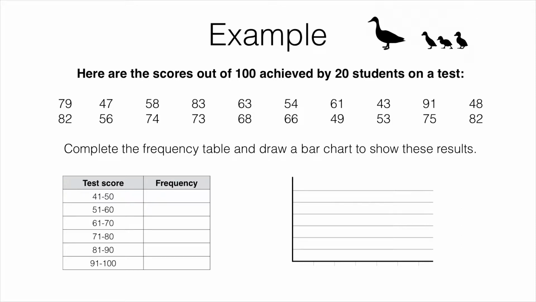In this video, we're going to construct a bar chart using data that's been given to us. We have the scores out of 100 achieved by 20 students on a test. So we've got 20 scores listed here.